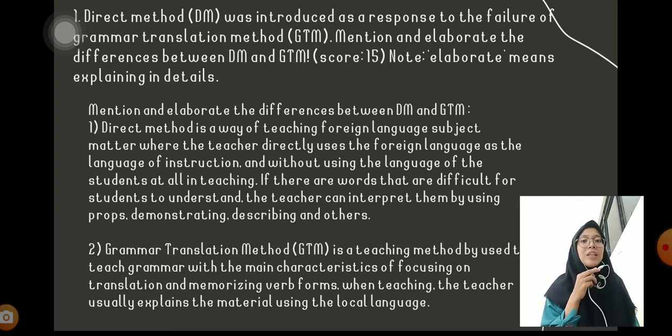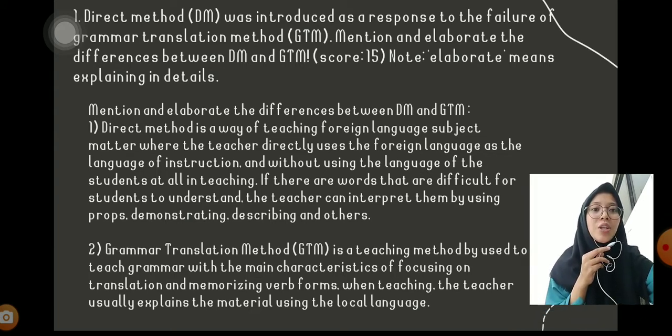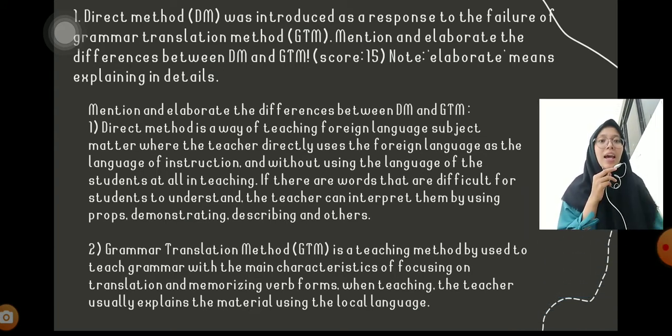Okay. Direct method is a way of teaching foreign language subject matter where the teacher directly uses the foreign language as a language of instruction and without using the language of the student at all in teaching. If there are words that are difficult for a student to understand, the teacher can interpret them by using props, demonstrating, describing, and so on.